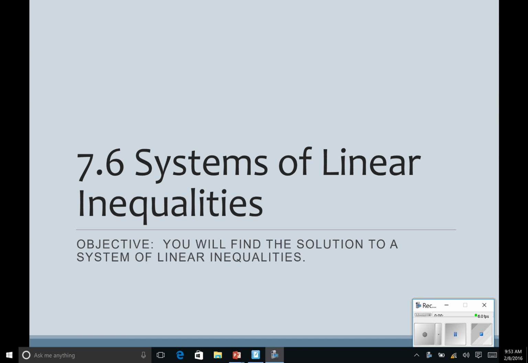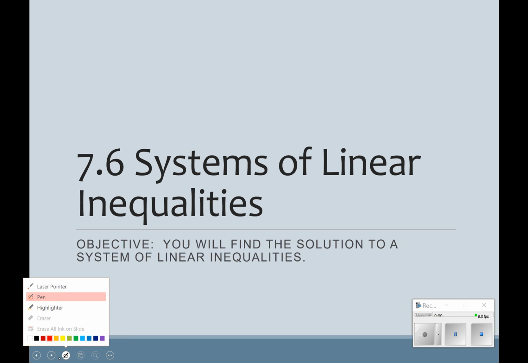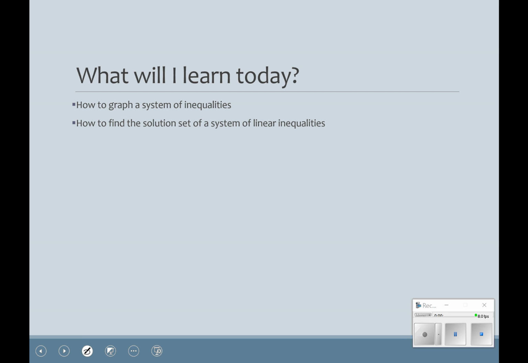Hey guys, it's me again, and today we're going to take what we've learned in the past with solving systems and with graphing, and then graphing inequalities, and we're going to combine them and put them all together. So what are you going to learn today? You're going to learn how to graph a system of inequalities, and you're going to learn how to find the solution set of a system of inequalities.